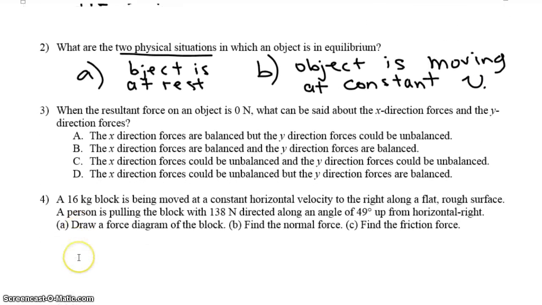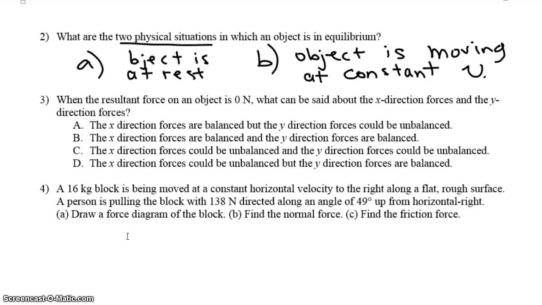When the resultant force is 0, what can be said about the x direction forces and the y direction forces? Well, if an object feels all of these different forces, some are x, some are y, maybe there's a force over 2D, so that has an x and a y part, and maybe a second force to the left. What we know is that all of the x forces cancel, and all of the y forces cancel. In other words, the total x force is 0, and the total y force is 0.